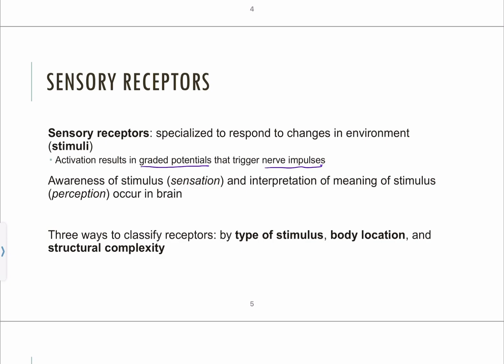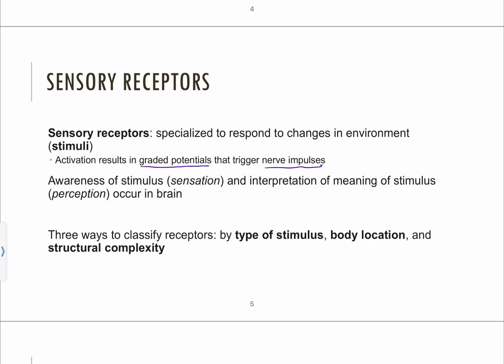If we're talking about sensation and perception, what's the difference? Well, sensation is our actual awareness of the stimulus to begin with, that we are actually perceiving that something is there. Perception is the interpretation of the meaning of the stimulus. So now we're processing what that stimulus is. What are we going to do about it?